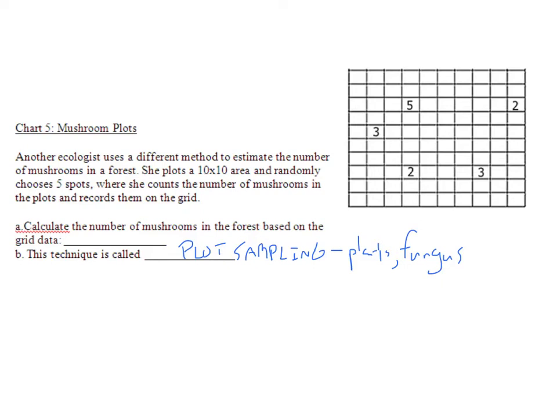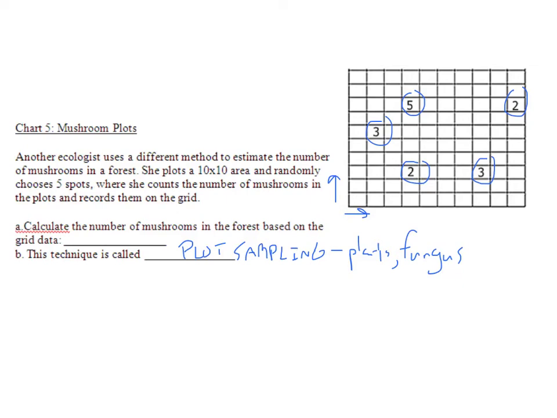So this ecologist plots a 10 by 10 area, so we've got 10 squares this way, 10 squares that way, and randomly chooses 5 of the little spots in her plot. She goes to each of those spots and counts the number of mushrooms that she finds there. So in this place she found 5 mushrooms, here she found 2, here she found 3, here she found 2, and here she found 3.